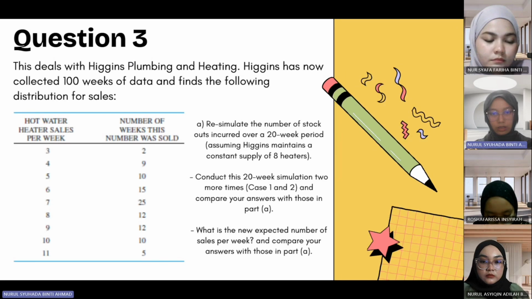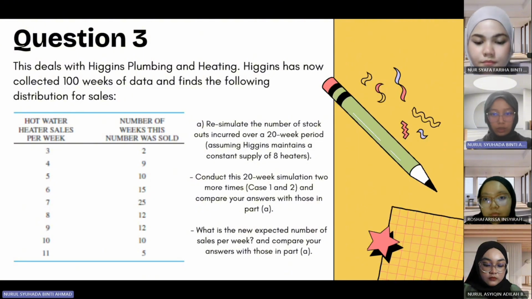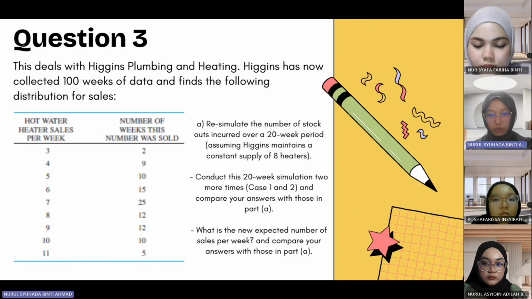and the question asks to simulate the number of stock outs incurred over a 20-week period. We need to assume Hygiene maintains a constant supply of 8 heaters. While conducting the 20-week simulation, we need to simulate 2 more times, creating a case 1 and case 2, and then we need to compare the answers.